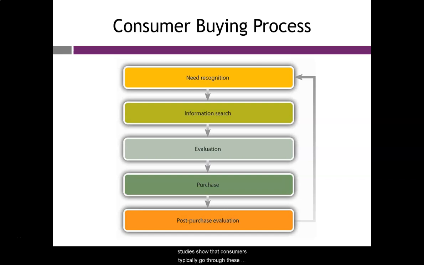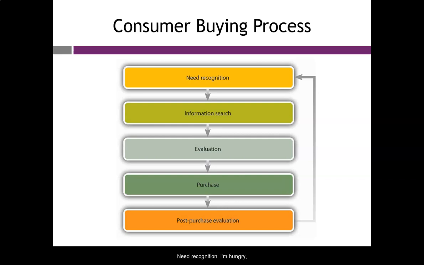Studies show that consumers typically go through these five steps when buying something. You're all consumers, so take a minute and just look through each of those five steps. Now the time frame depends upon the product. If you're looking to buy a house, it could be years for you to go through this process. A car could be months. A laptop, days or weeks. If you're just going to buy lunch, this could be minutes or even seconds.